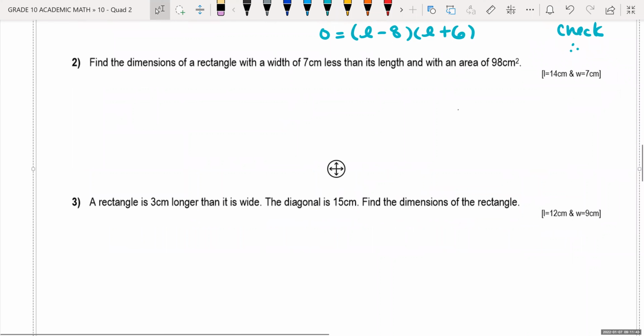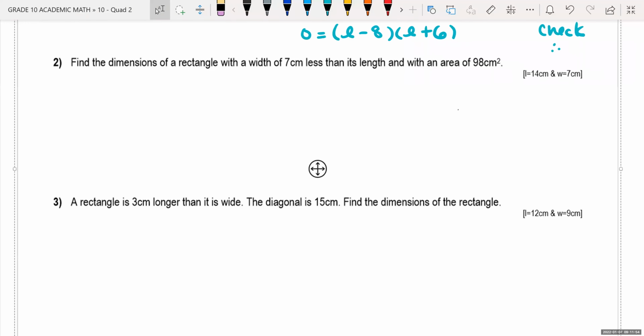Let's try question number 2. Find the dimensions of a rectangle with a width of 7 centimeters less than its length, but with an area of 98. Okay, so a very similar question to the one we just did.